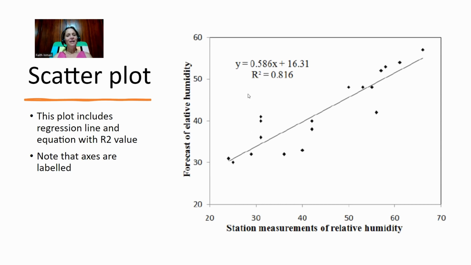Right? Your R squared is a measurement that tells you what proportion of the variation in the y variable can be explained by the x variable. In this case, almost 82% of the variation of the forecast relative humidity can be explained by the measurements of relative humidity. So that's a pretty good relationship. Not surprisingly, we're pretty good at forecasting relative humidity. So our forecasts are pretty close to the actual measurements.